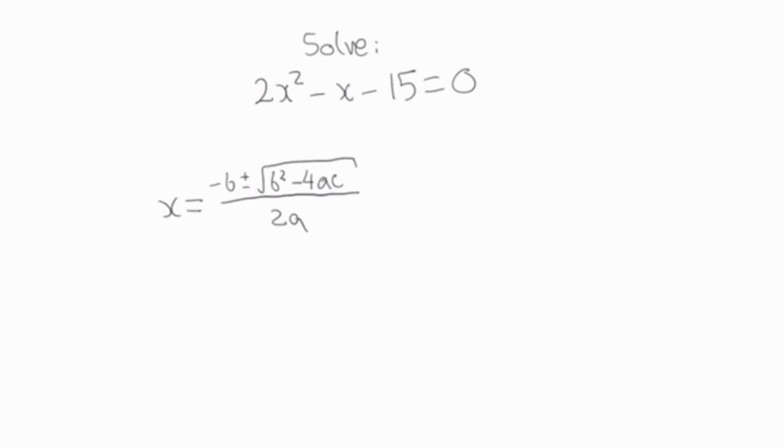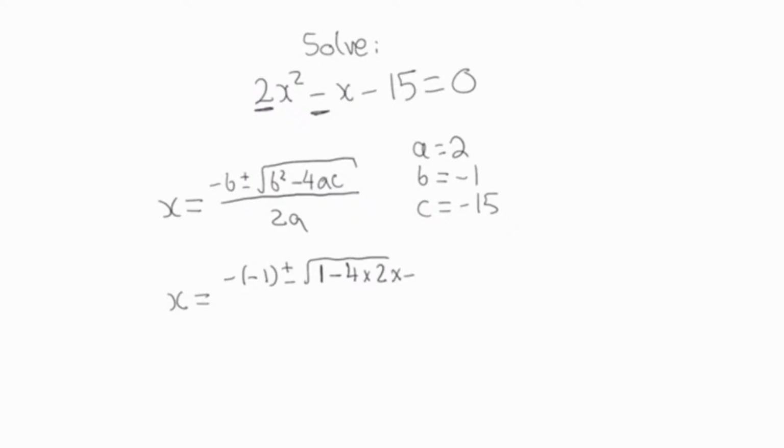And what these letters mean, well, a is the number here, so that's 2. B is the number in front of the x, which is negative 1 in this case. And C is just our constant term, which is negative 15 here. So now we're just going to plug all these numbers into our formula. So we have x equals minus b, so we have minus 1. Then we have plus or minus b squared, so minus 1 squared, which is just 1. And then we have take away 4 times a times c. And then we have this whole thing divided by 2 lots of a.